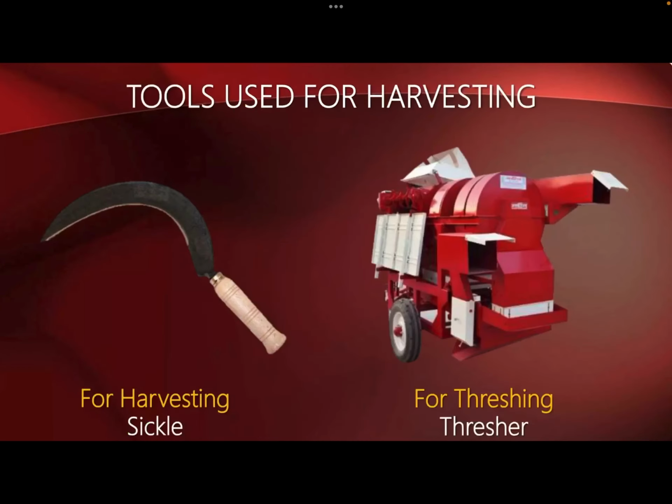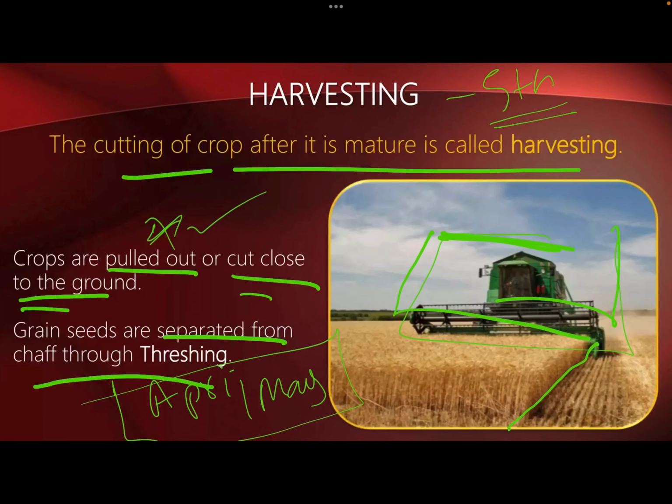Now what are the tools which are used for harvesting? First we have a sickle and we have a thresher. A sickle comes under traditional methods, whereas a harvester or thresher comes under modern methods. Over here we can see a bigger picture of a thresher. This is a thresher, a modern method of harvesting.